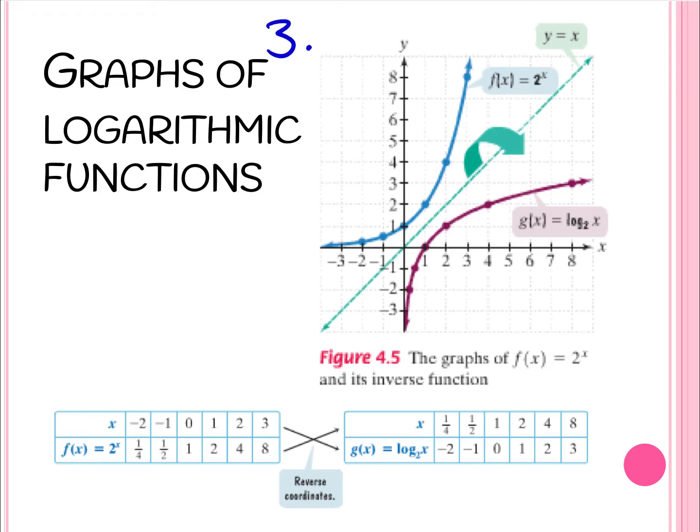Okay, 3.2 notes, we're going to talk about graphing logarithmic functions. So in 3.1, we graphed exponential functions, so when our x was in our exponent. Today we're going to be graphing log functions, which is actually the inverse of exponential. So exponential and logs are inverses.